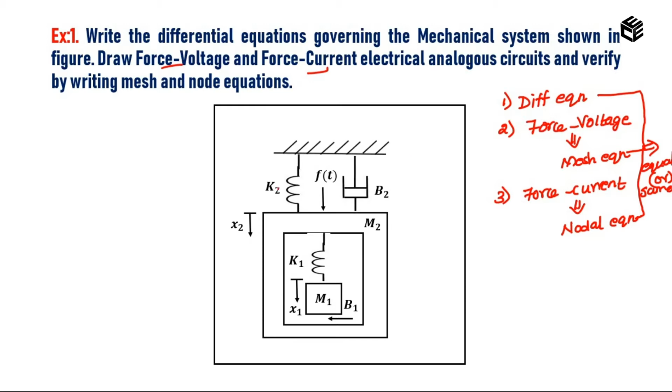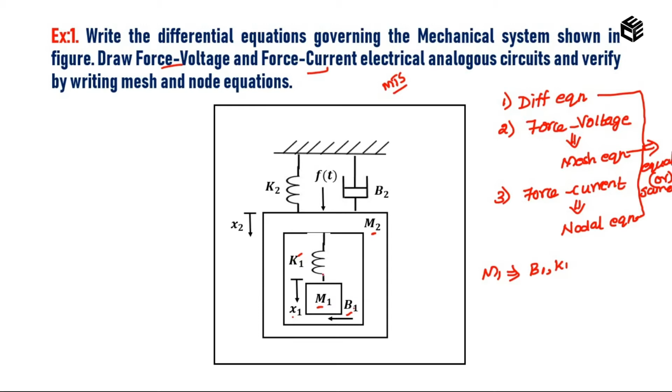In the given diagram we have two nodes, that is M1 and M2. Since M is the node, this is a mechanical translational system. M1 is provided with displacement x1. Similarly, M2 is provided with a displacement x2. Now, to M1, what are the elements connected? We have only two elements, that is B1 and K1.